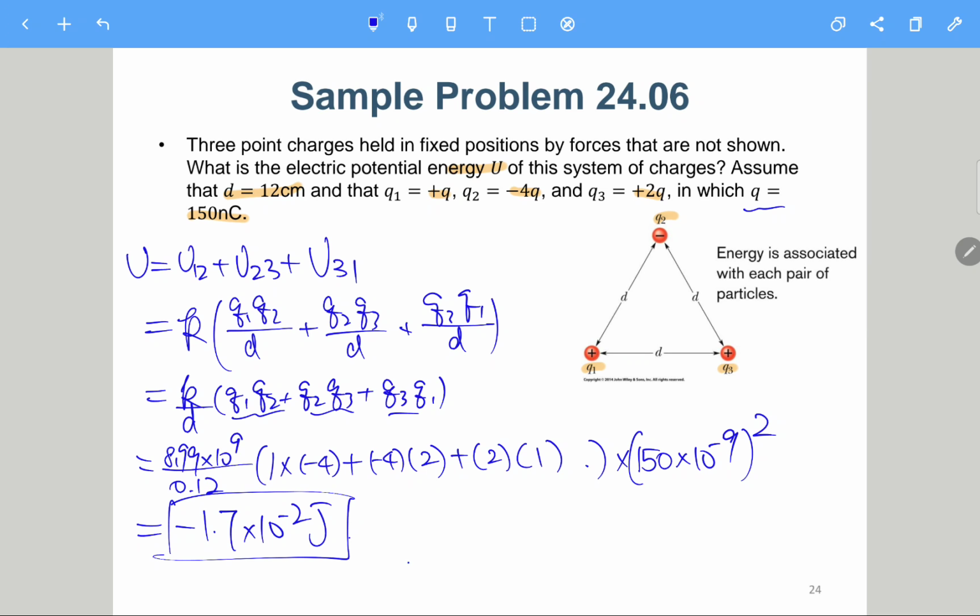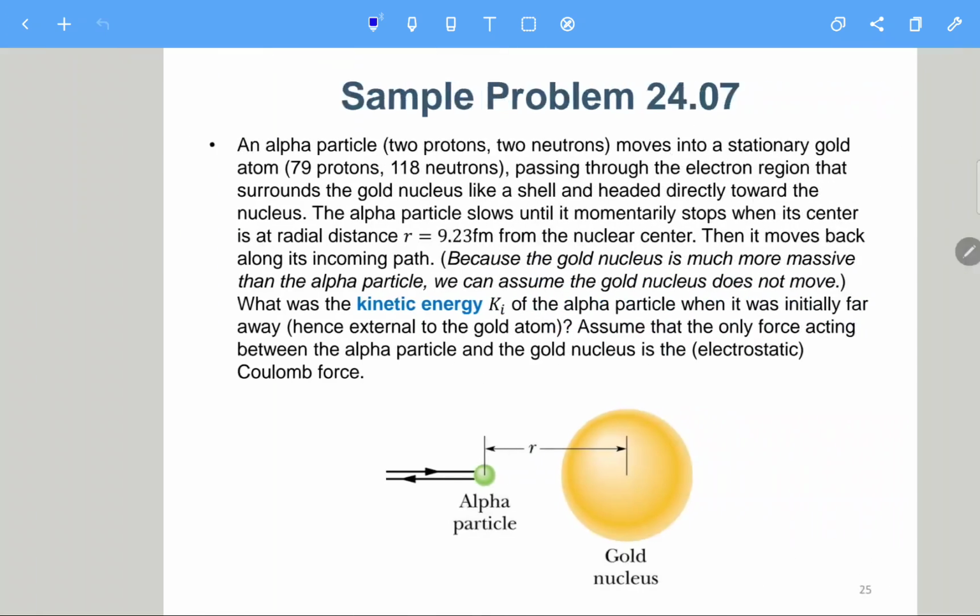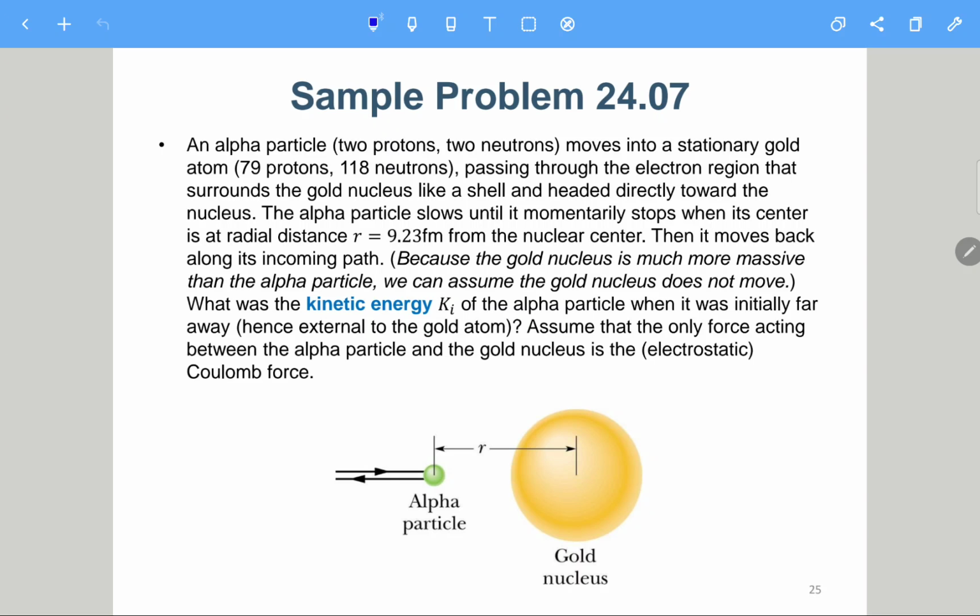Any questions? No questions. Okay, so next we have another sample problem. Suppose we have an alpha particle. An alpha particle is 2 protons, 2 neutrons. It moves into a stationary gold atom.